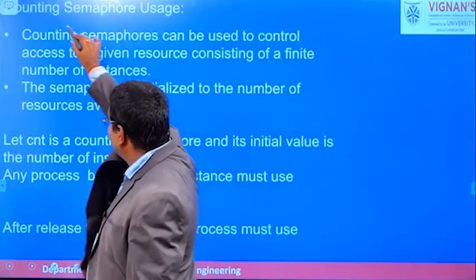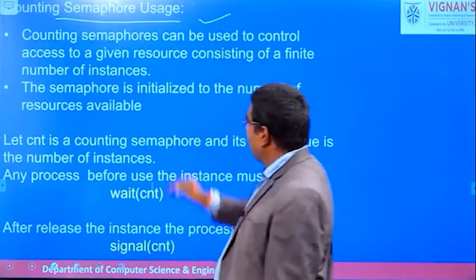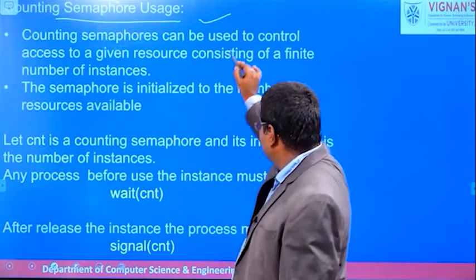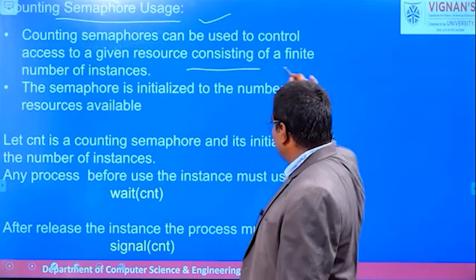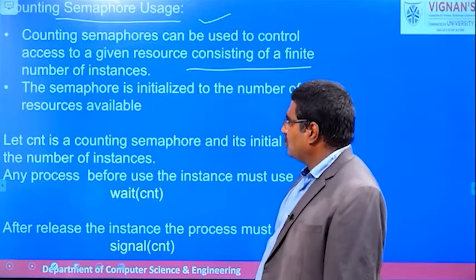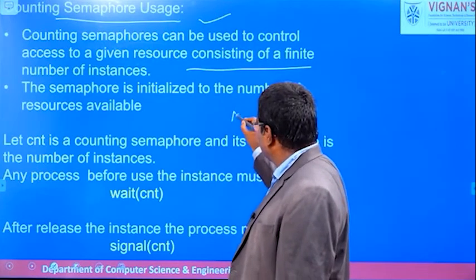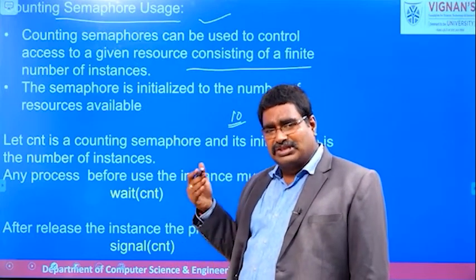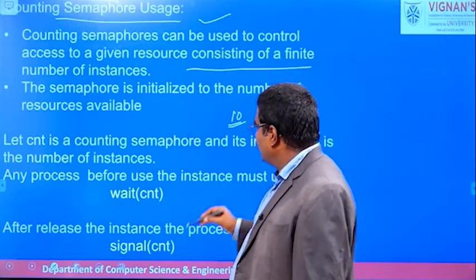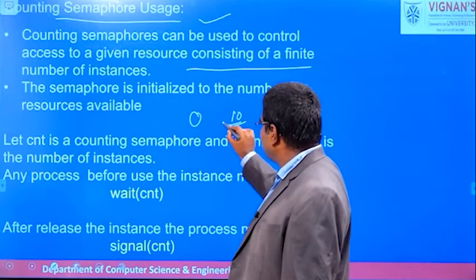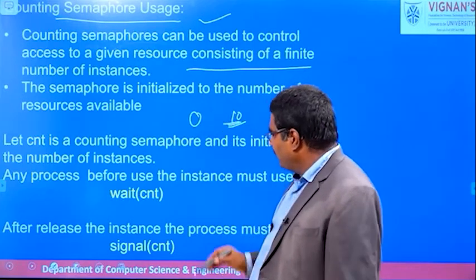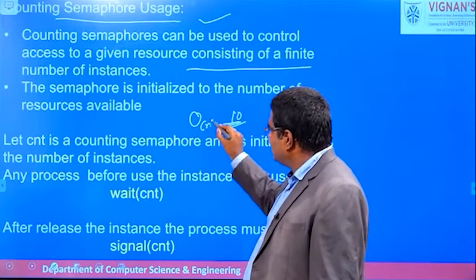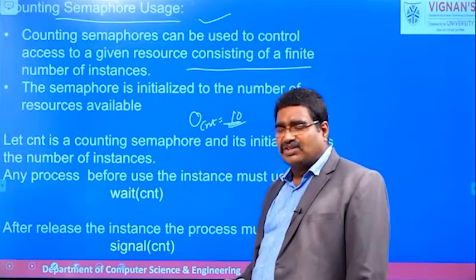The other one is the counting semaphore. How are we able to use counting semaphores? Generally, counting semaphores are used to count the number of available instances of a given resource. For example, we are assuming that there are 10 printers available. If any process requests one, the system simply allocates a printer. Before allocating the printer, it calls wait count. Initially, we take CNT as a counting semaphore, and its initial value is 10.